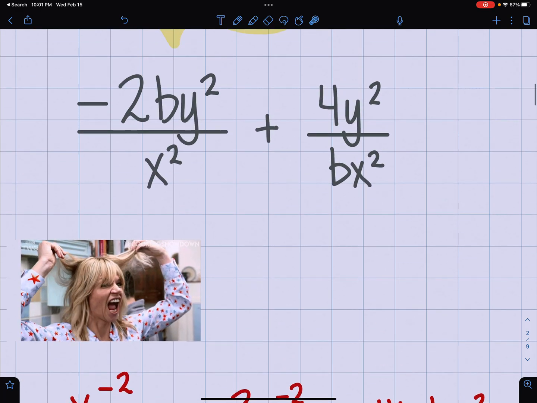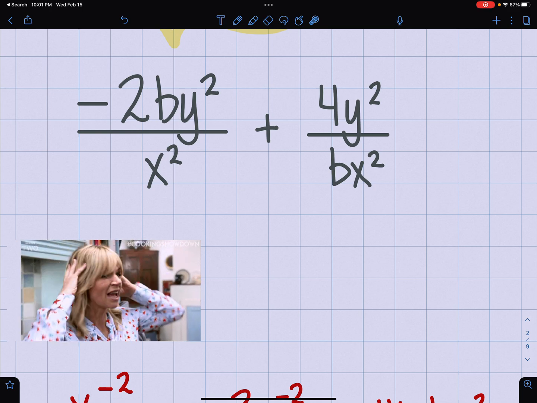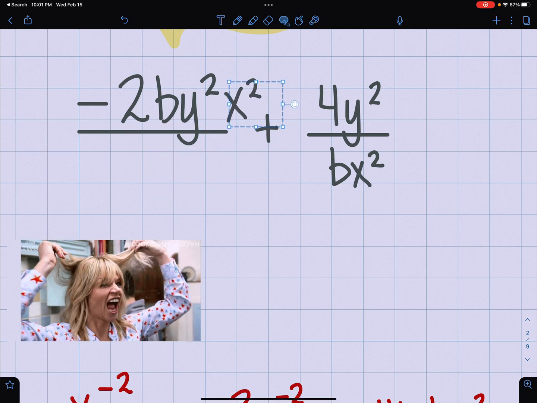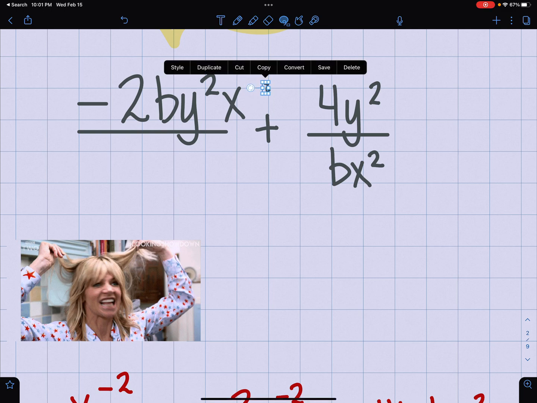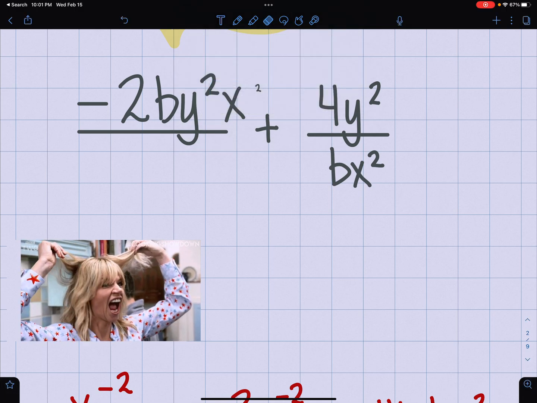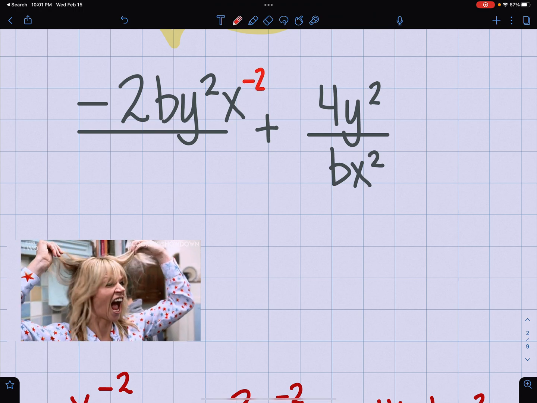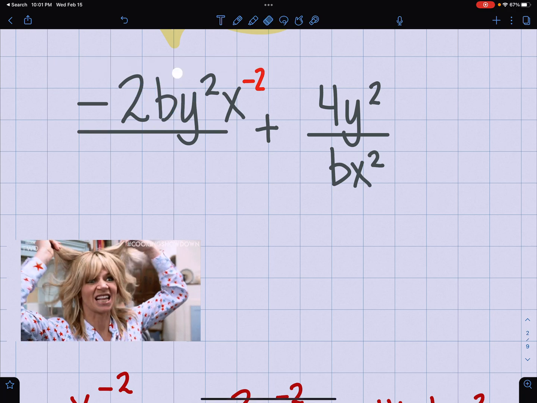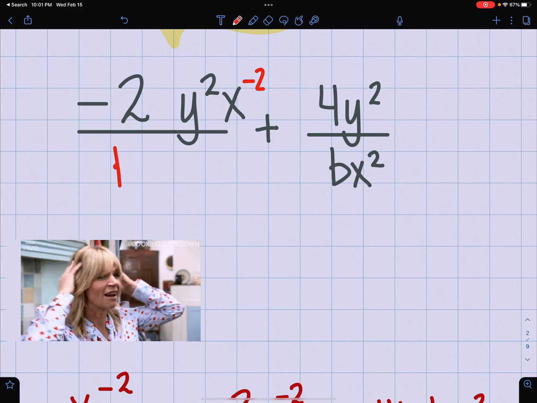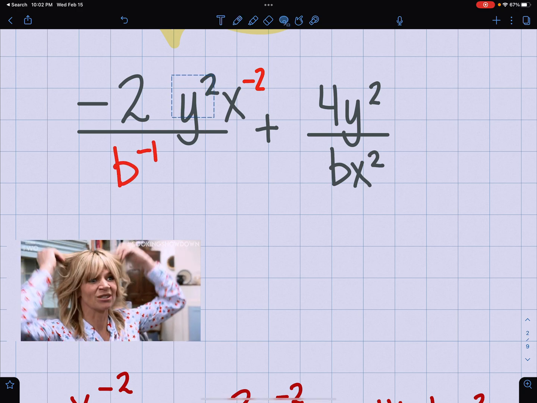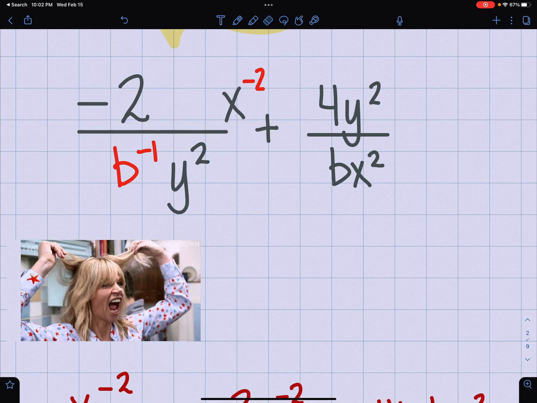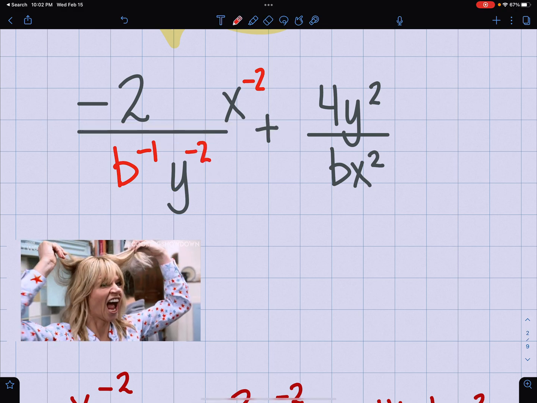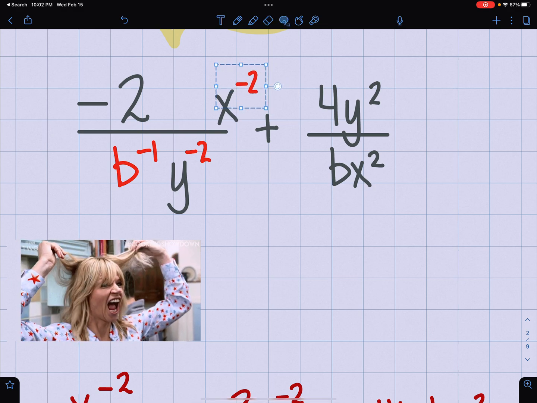All you do is you're going to move everything around. So I'm going to take this x squared and move it up and then change, whoops. Oh my goodness, I made it upside down. And then change the sign. How about if I just erase it and change it to a minus 2? And then I'm going to take the b to the, whoops, oh my goodness. I can't, seriously, it's late at night. And then I'm going to do b minus 1. Same thing with the y squared. We're going to move that down and change it to y negative 2.